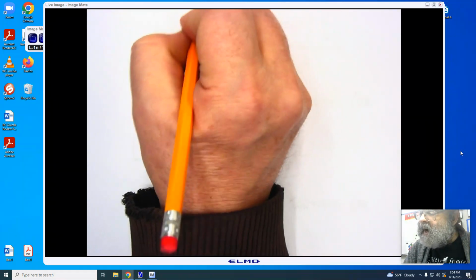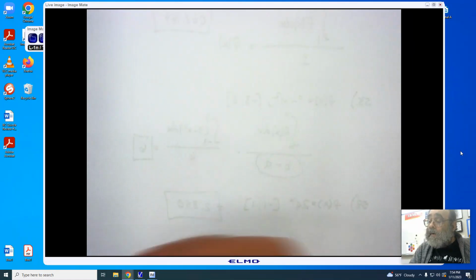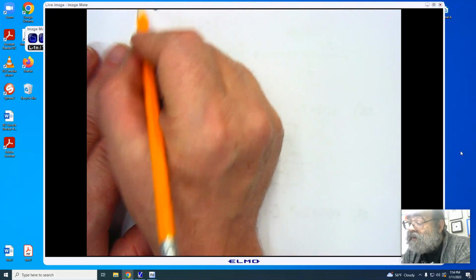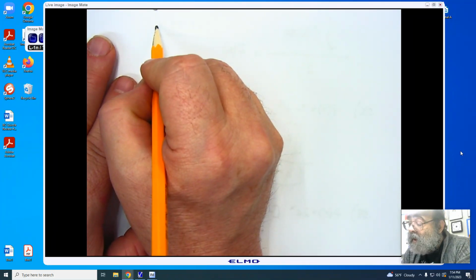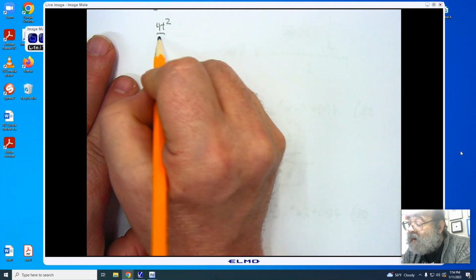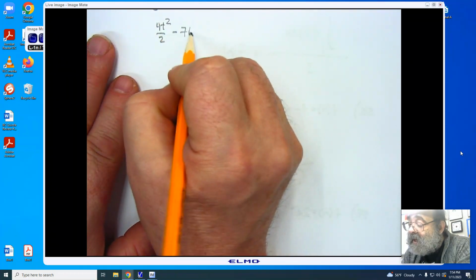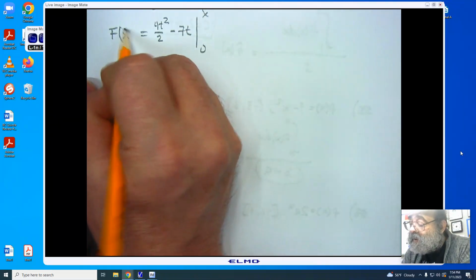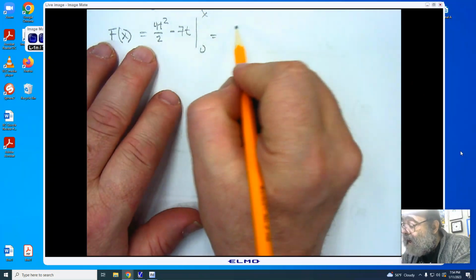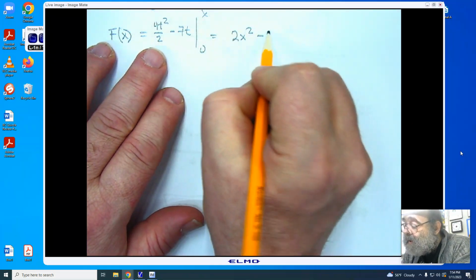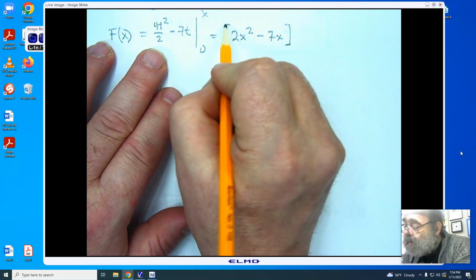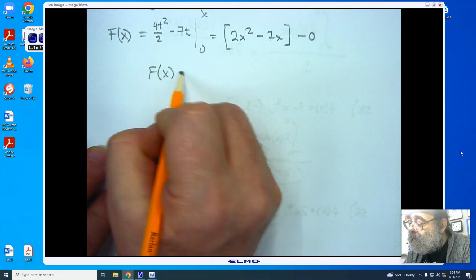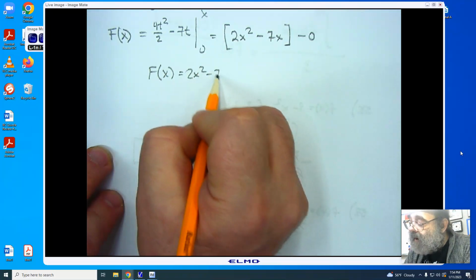And they want us to find the function f in terms of x. Now, if I'm going to do that, that means that I'm using the fundamental theorem of calculus. That's 4t squared divided by 2 minus 7t from 0 to x. This is what f of x is. When I do this, I end up getting 2x squared minus 7x minus 0. And therefore, f of x is 2x squared minus 7x.